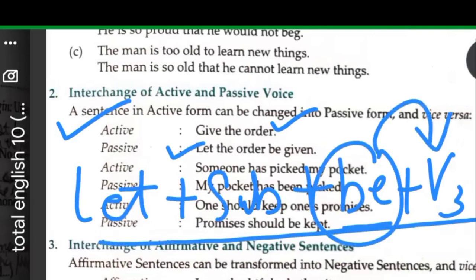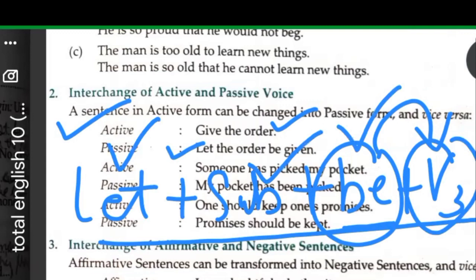Obviously, when we are using be, we always use the past participle with that. But when we say be a good boy, it doesn't make any sense here, because there is no action. Be a good boy, there is no action, there is adjectivity. So here it is very clear when we are changing it: let the order be given. Let the order is the subject, be is obviously the auxiliary verb, and then given is the third form of the verb, which is always a permanent rule to change it into the passive voice.